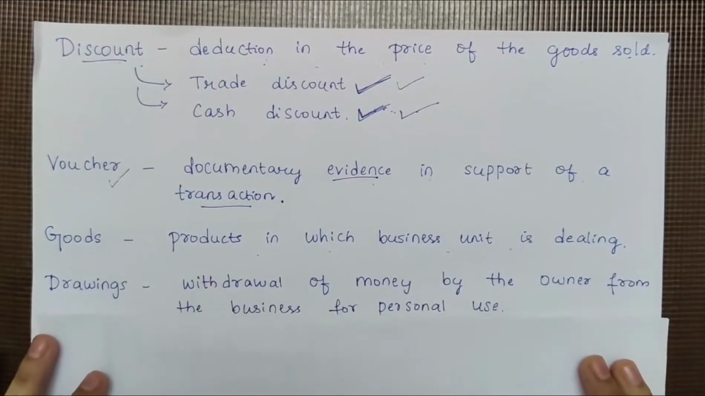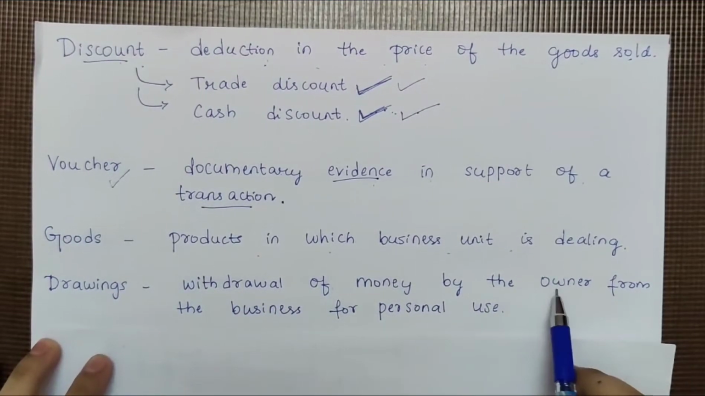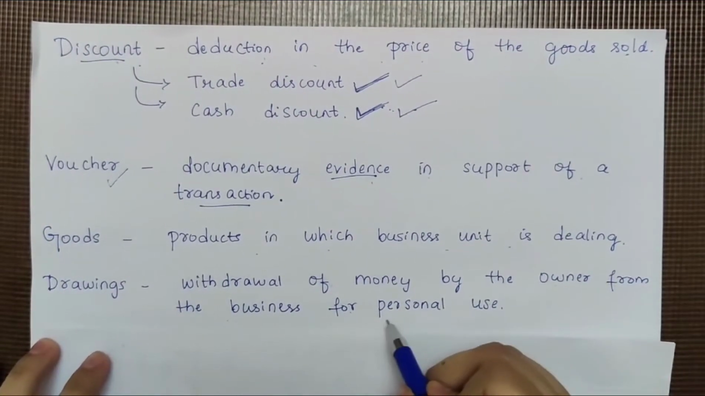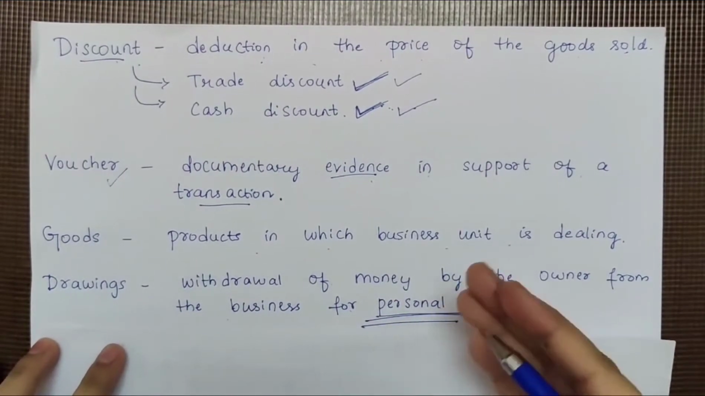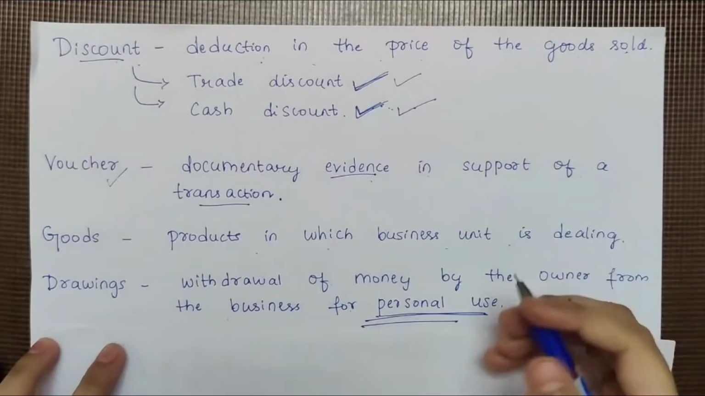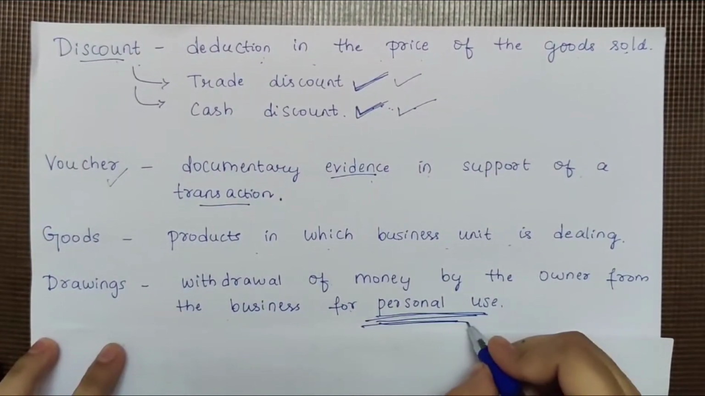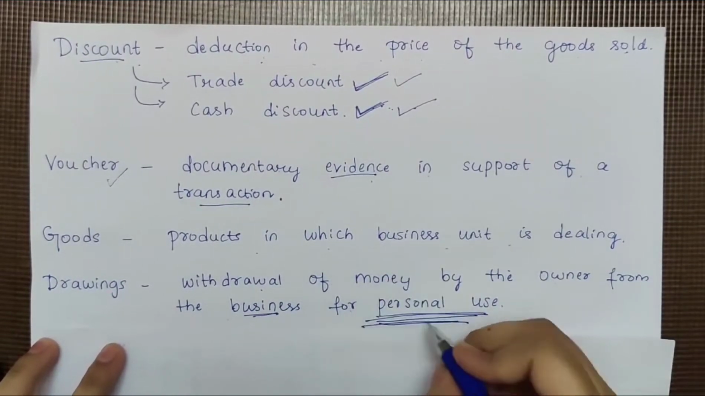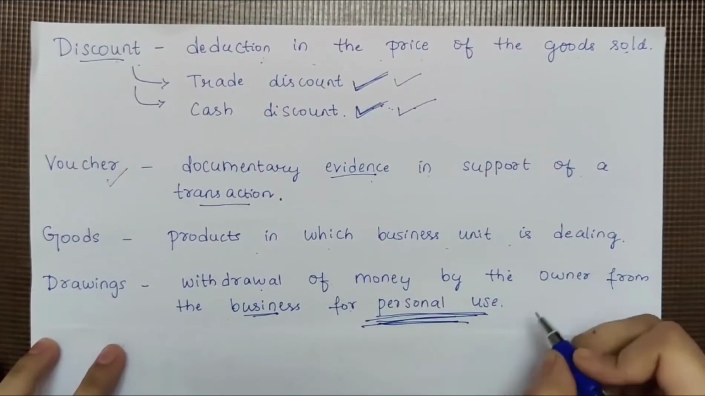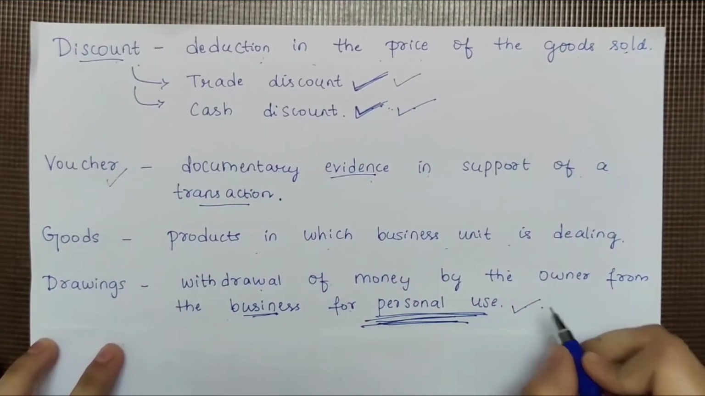Okay. So the next is drawings. Withdrawal of money by the owner from the business for personal use. This is very important in drawings. The owner has invested money in the business. In case he has a personal emergency, he withdraws the money from the business, not for the business purpose, but for his personal use. Then it is called drawings. And drawings reduce the investment of the owner.